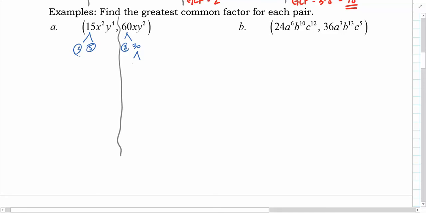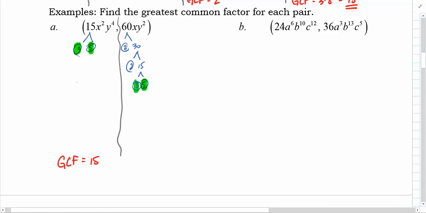30 is also an even number, so I know it can be divided by 2. 2 times 15 makes 30. And 15 can be divided into 3 and 5. Those two are prime, so I'll stop there. As far as common factors go, we have a 3 that's common to both, as well as a 5 that's common to both. So we could say that the numeric portion of our GCF is 3 times 5, which is 15. And we can also find the GCF for our variables as well.